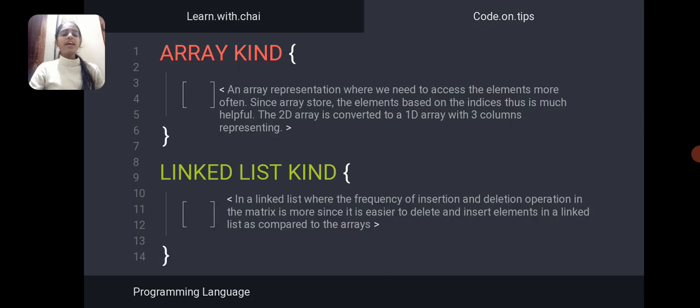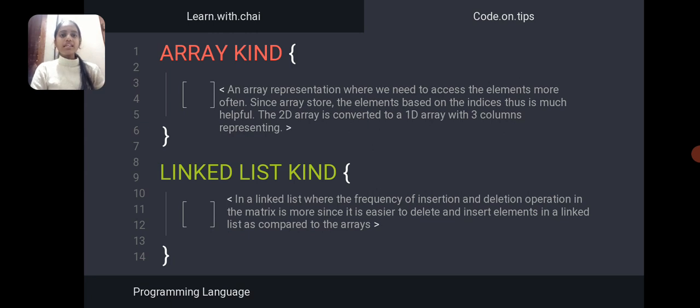In the array kind of representation, where we need to access the elements more often, since the array stores the elements based on the indexes, it is very helpful, because traversing the elements when we have arranged them in an array is very easy when compared to the linked list. So the 2D array is going to be converted to a 1D array with 3 columns representing the sparse matrix.